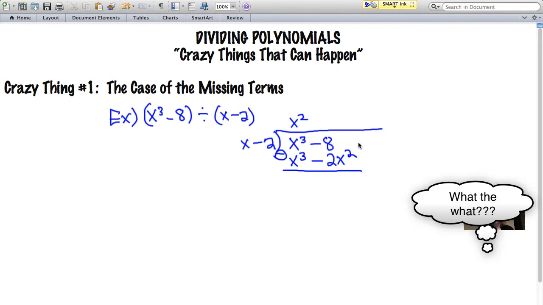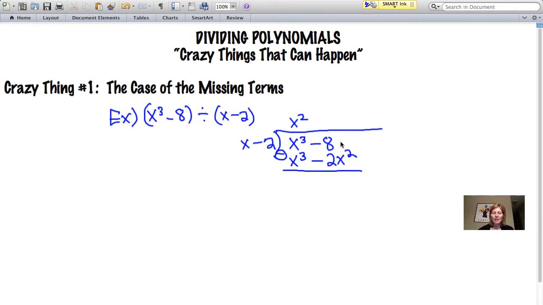And now we've run into a problem because these two are not like terms, and so I cannot subtract those or add those together. So I'm running into a big problem. Okay, and that's the missing terms. We're missing that x squared term.